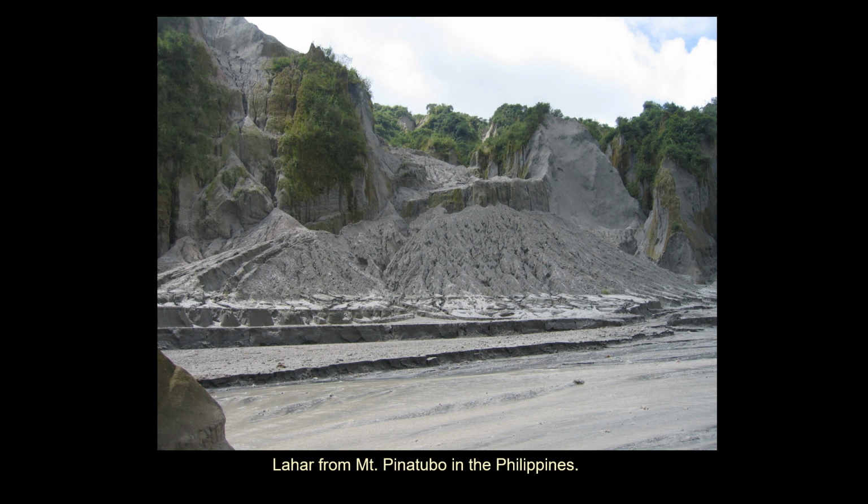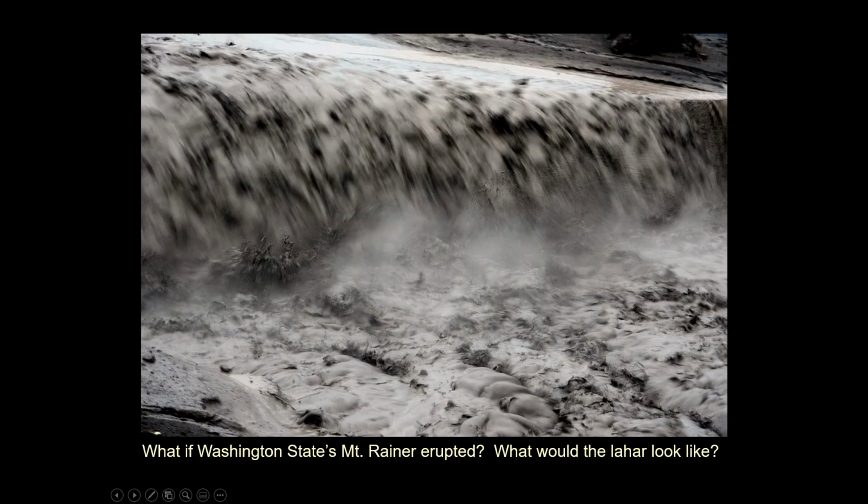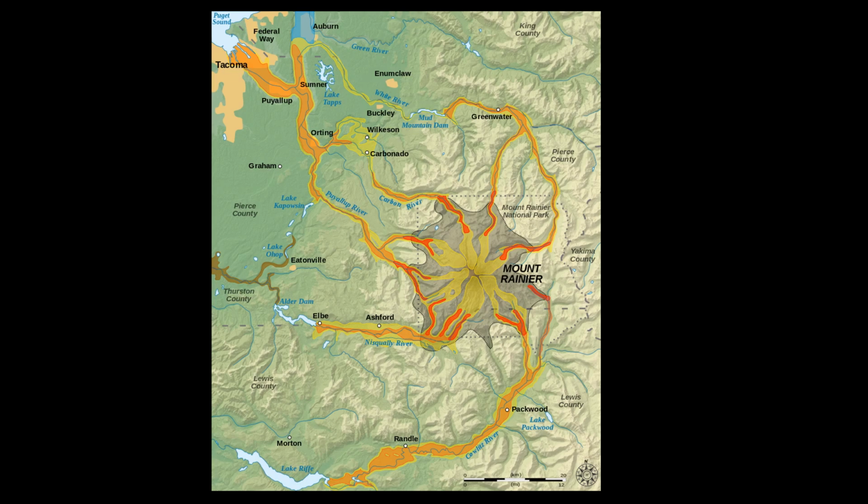This is a lahar from Mount Pinatubo in the Philippines. All of this material was carried by running water, and when there's heavy rains, these mud flows can be pretty significant. So I asked the question, what would happen if Washington State's Mount Rainier were to erupt? We had pyroclastic material that was picked up by heavy rains and carried down slope. Well, you could have some effect of the lahar even as far as a place like Tacoma, Washington.